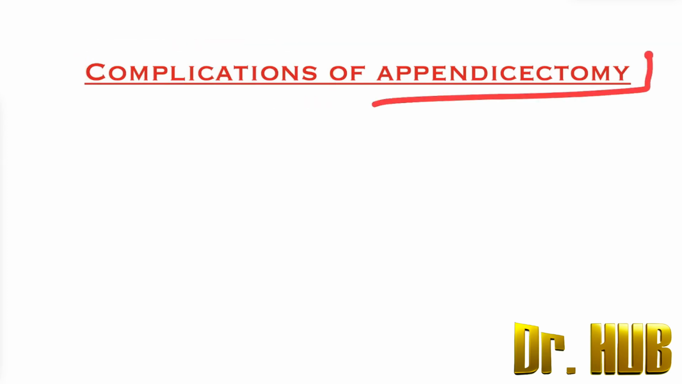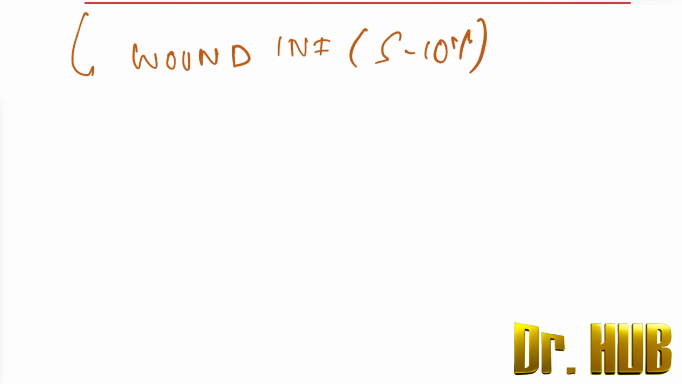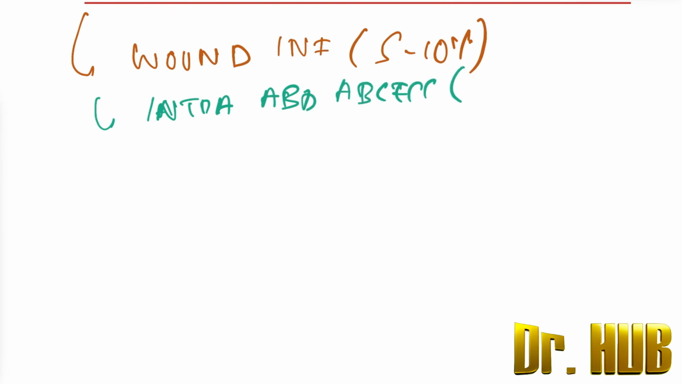Complications of the appendectomy. So what are the major causes? The major complication is wound infection, which occurs in about 5 to 10%. Then comes the intra-abdominal abscess, which amounts to about 8%.